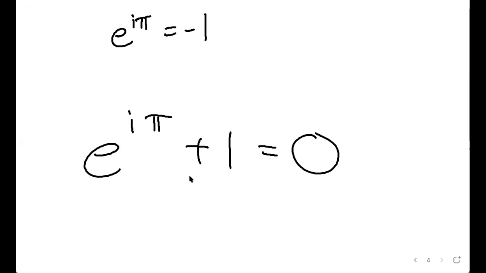What are the most important operations in math? Addition, multiplication, i times pi, exponentiation, e to the i pi, along with equality. And we have all of these different things occur exactly once in this formula, which is very cool.